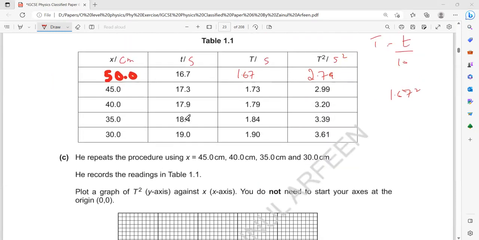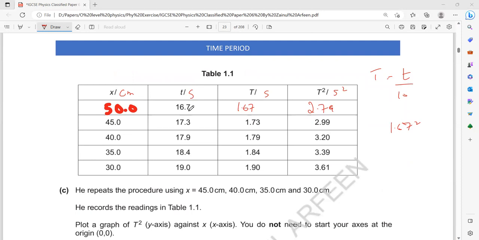Then he repeats the procedure, and now we have to plot a graph for t square and x. So what are the values? As we have to plot a graph for t square and x, or I can write x first. So x and t square. It was 50, 45, 40, 35, 30. And the values for t square: 2.79, 2.99, 3.20, 3.39, and 3.61. These are the values for t square.